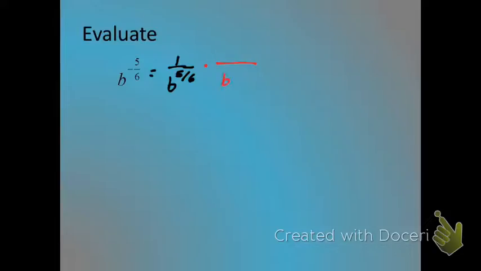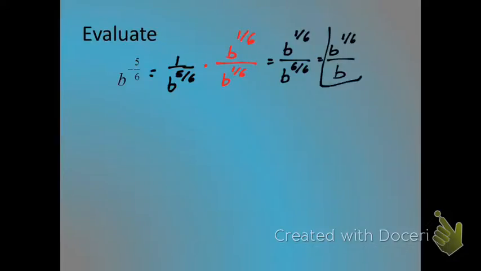You're 1/6 away. So you multiply top and bottom by b to the 1/6, which gives you b to the 1/6 on top, over b to the 6/6 on the bottom, which obviously simplifies down to b to the 1/6 over b.